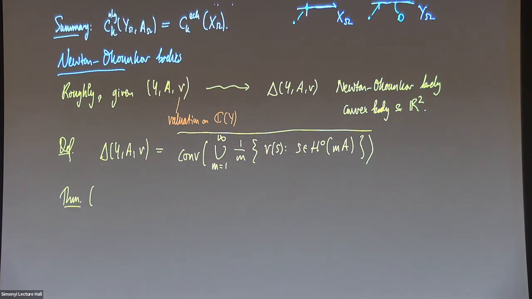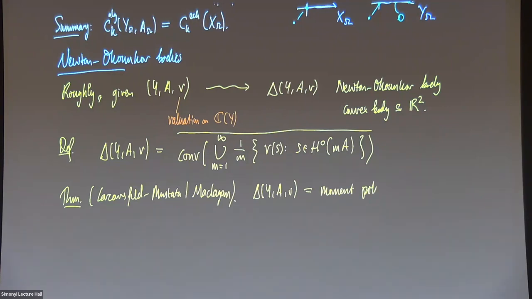A theorem, which is in a paper of Lazarsfeld and Mustață, but I think it was actually proven by Okounkov, is that delta YA nu equals the moment polytope when YA is toric and nu is also a toric valuation, just a certain type of valuation. So it really is recovering the moment polytope.